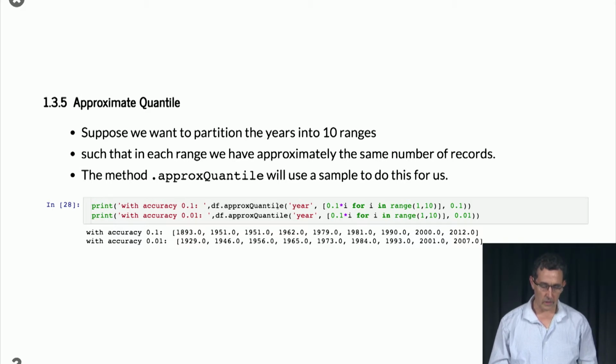We're calculating the quantiles 2 times, and we're getting slightly different answers because we're asking for different levels of accuracy. So 0.01 is more accurate than 0.1, and we see that the years that you get are different, but they're not much different. That shows you the power and the limitations of using approximations in your statistics.